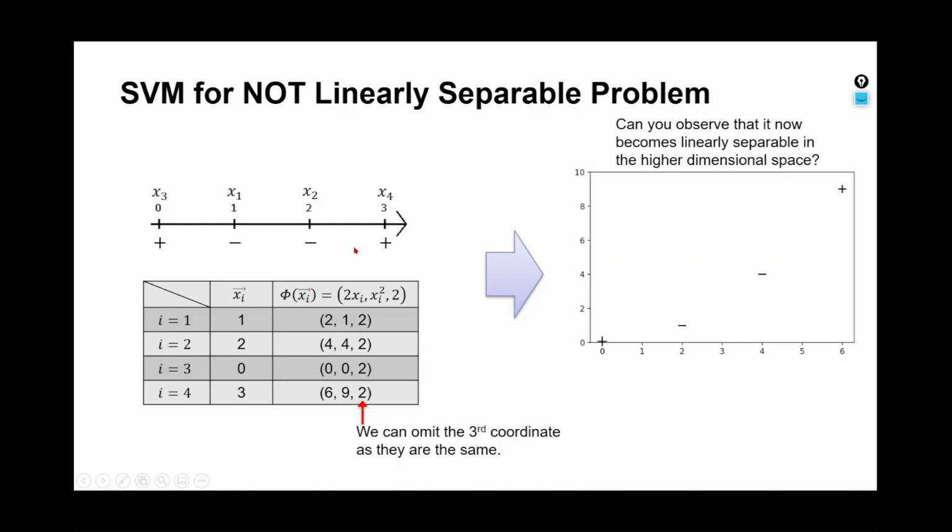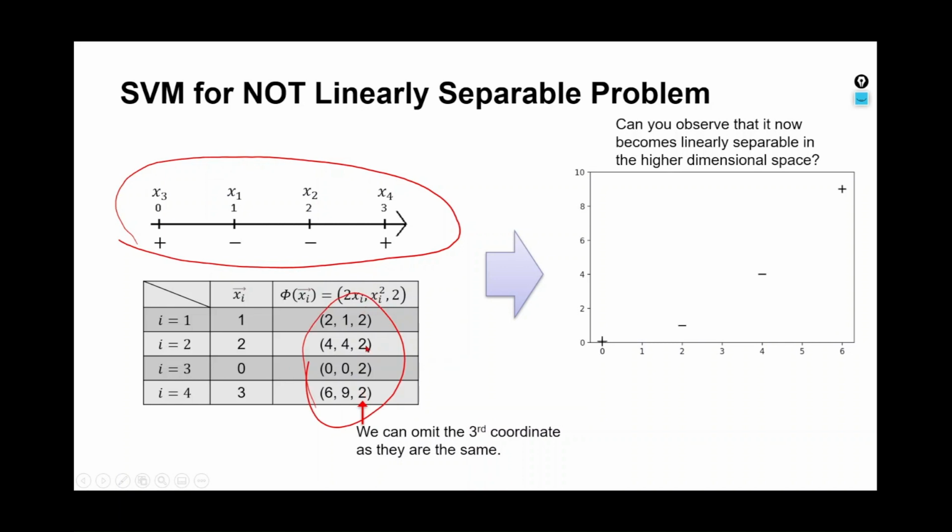So this is our original data set. We have four samples, x1, x2, x3, x4, the corresponding feature values are 0, 1, 2, 3, and the corresponding labels are negative, negative, positive, positive. After we have done the transformation and got into 3D, these are from 1 to become 2, 1, 2, and 2 becomes 4, 4, 2, 0 becomes 0, 0, 2, and 3 becomes 6, 9, 2.